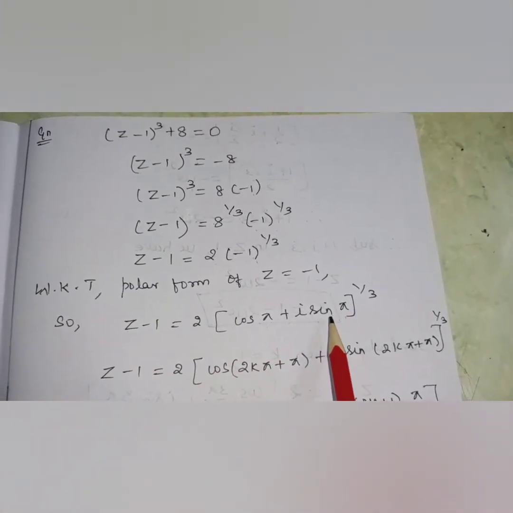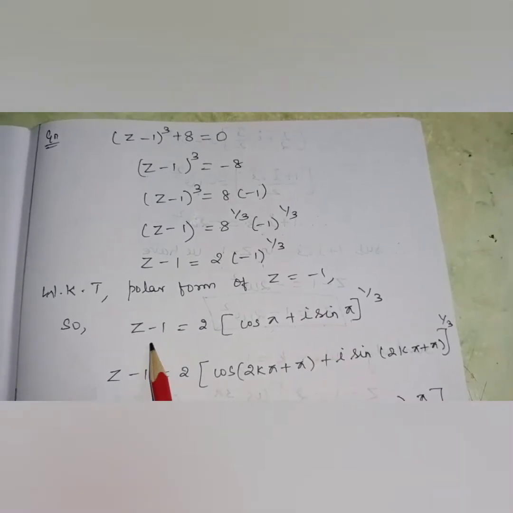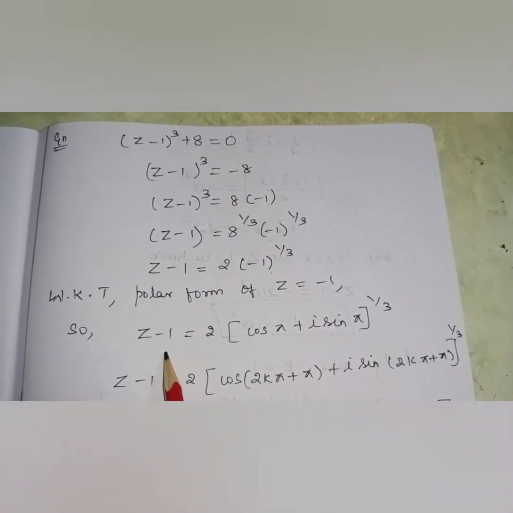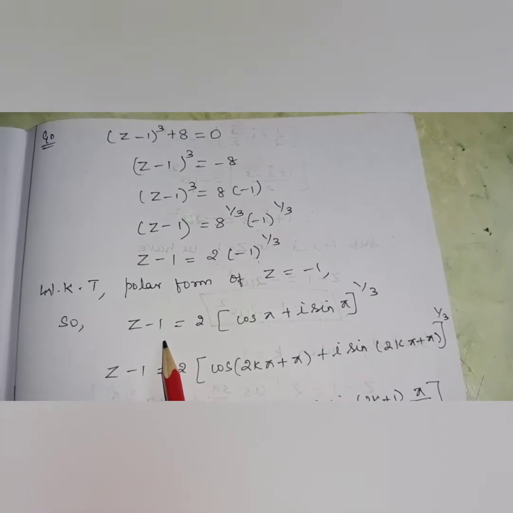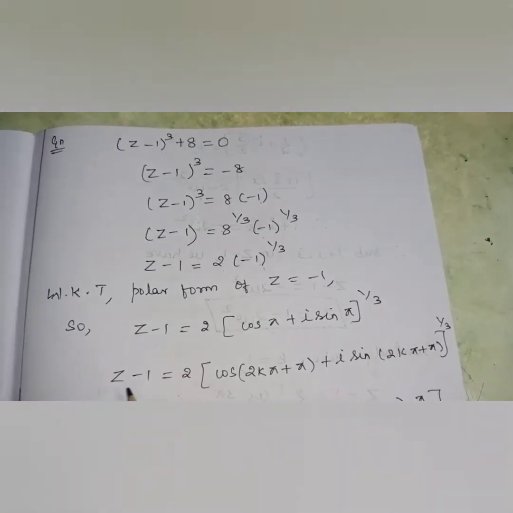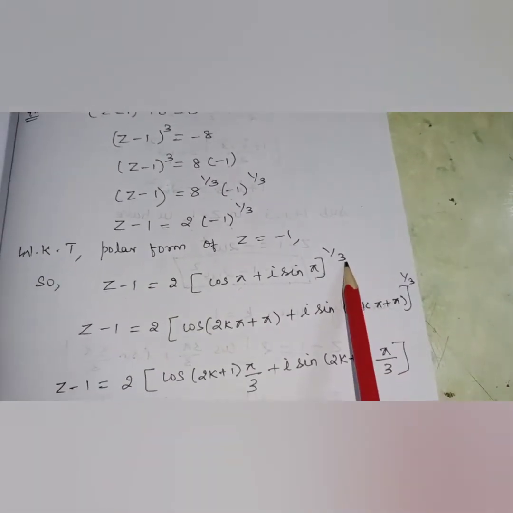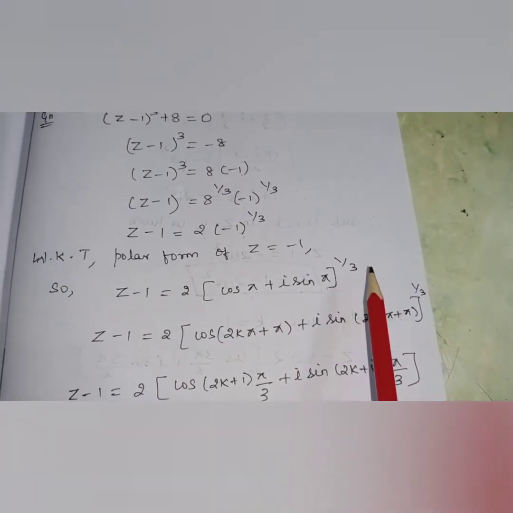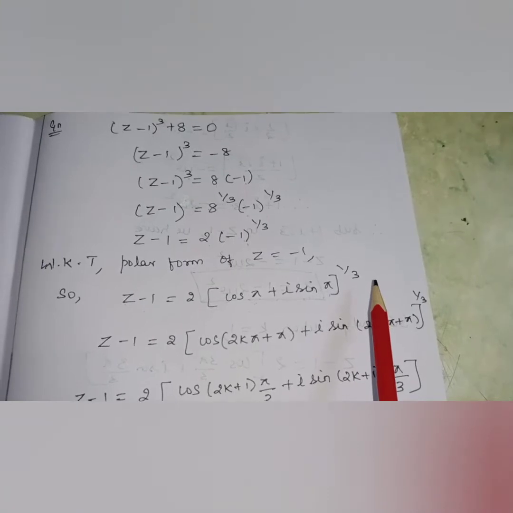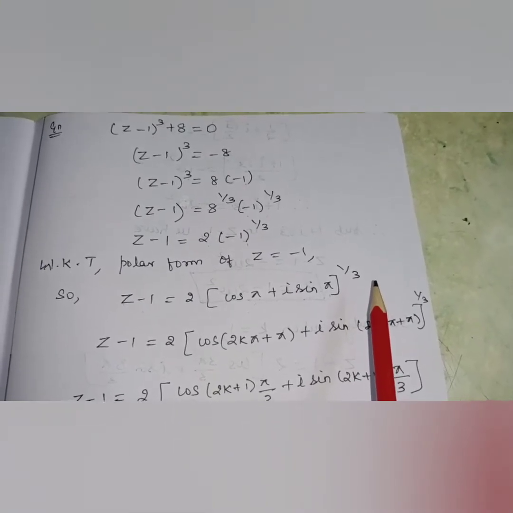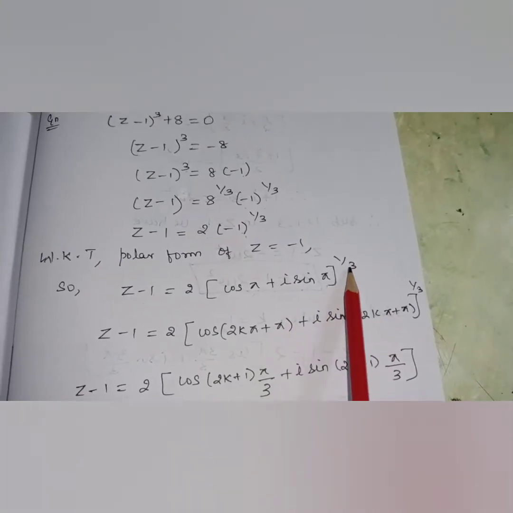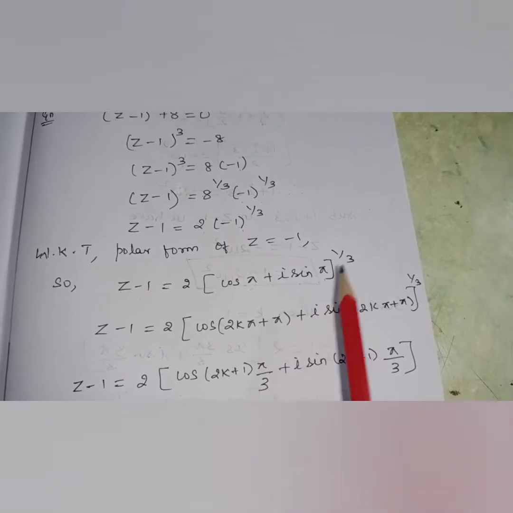So this is a very different sum. Usually we will have only z on the LHS. See, here we have an attachment like minus 1 also. So z minus 1 is equal to 2 into, now what will happen to this 1 by 3? Again De Moivre's theorem: cos theta plus i sin theta the whole power n can be written as cos n theta plus i sin n theta. So this 1 by 3 has to be brought near the argument.